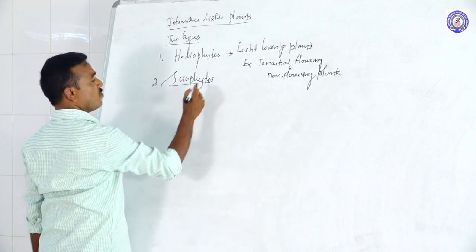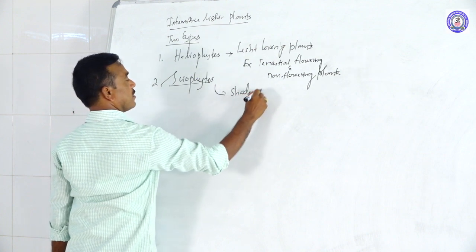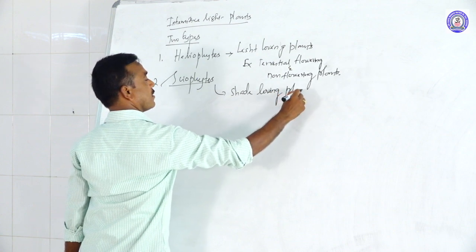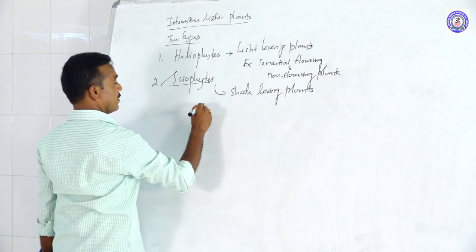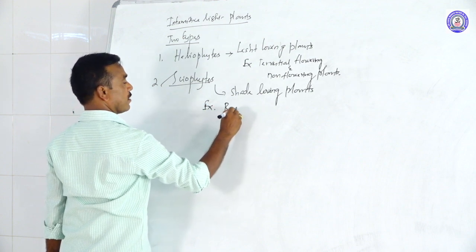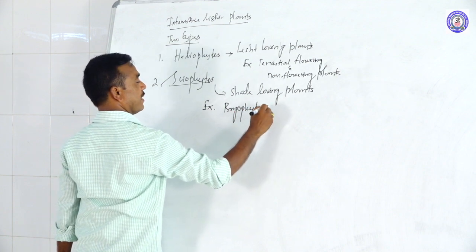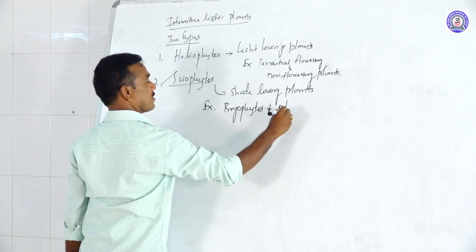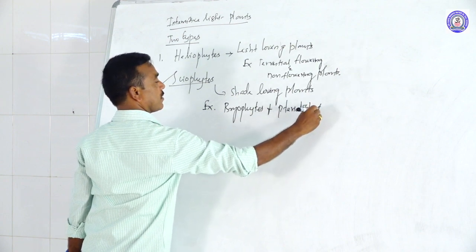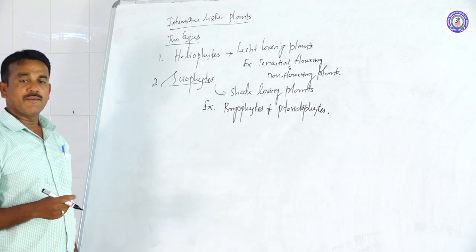What are they called? Zeophytes. That means shade-loving plants. The greatest examples of zeophytes are commonly called bryophytes as well as pteridophytes. These are the things to be included regarding light.